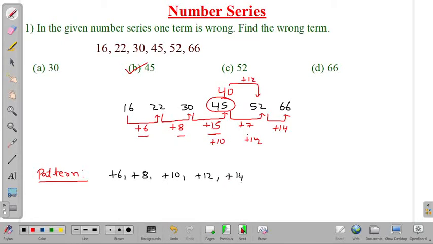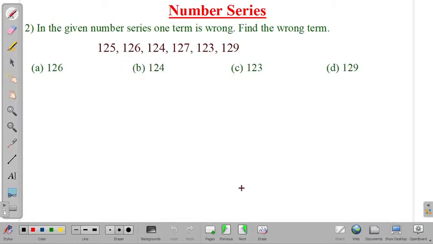Now we will discuss the next problem. See, in this problem the terms given are 125, 126, 124, 127, 127. Then the next terms are 123 and 129.